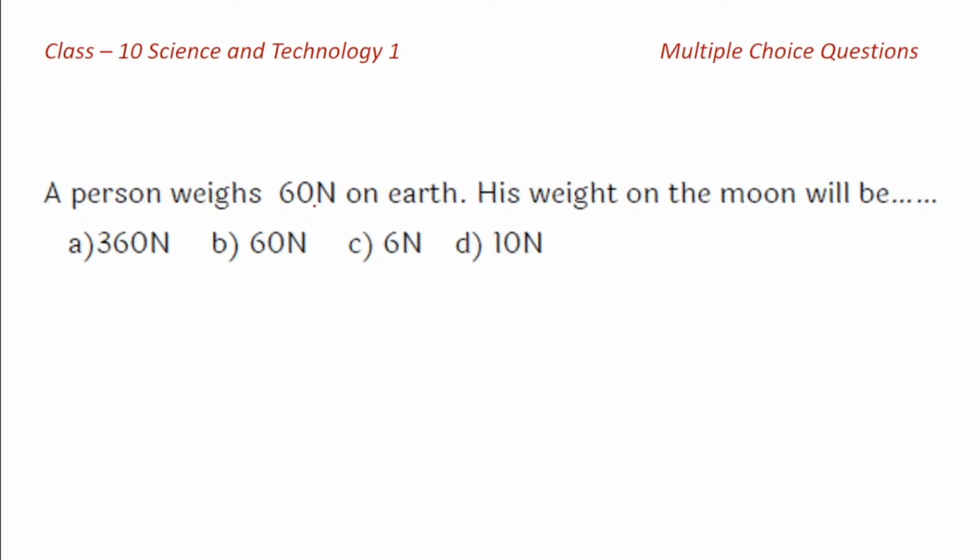A person weighs 60 Newton on Earth. His weight on the moon will be dot dot. 360 Newton, 60 Newton, 6 Newton or 10 Newton. So the answer of this question is option D, 10 Newton, as the weight of any object on the moon is about 1/6 of the weight of that object on the earth. So the weight of the object on the earth is 60. So we have to find 1/6 of 60. So if we find 1/6 of 60, it would be 10. So that would be the weight of that person on the moon. That is option D is the correct answer.